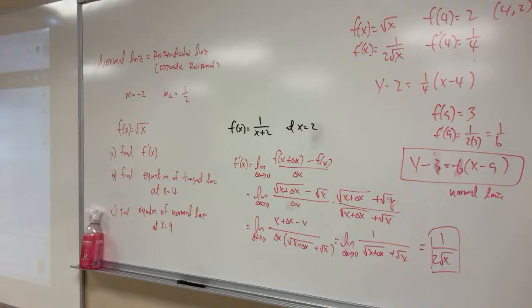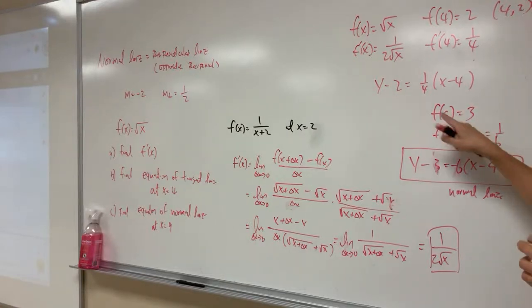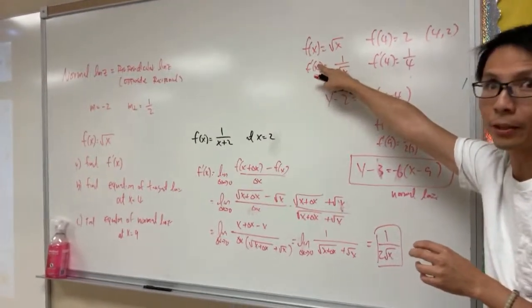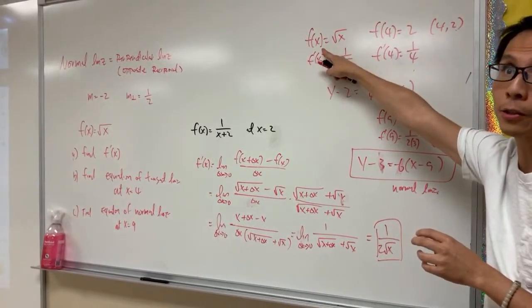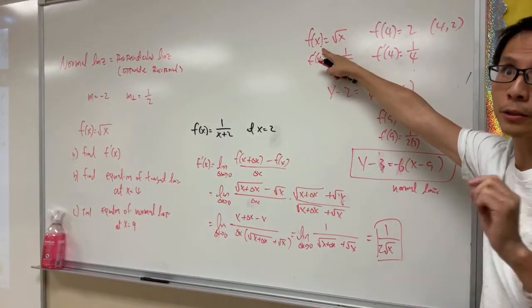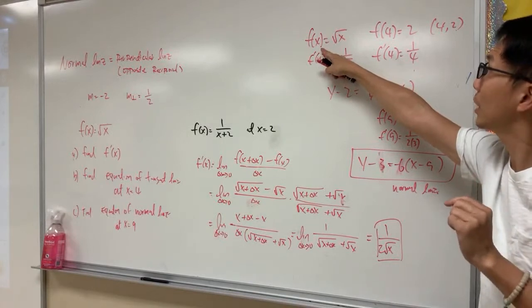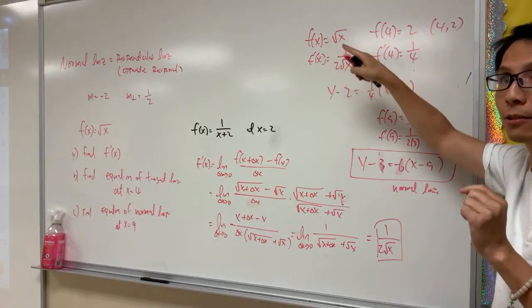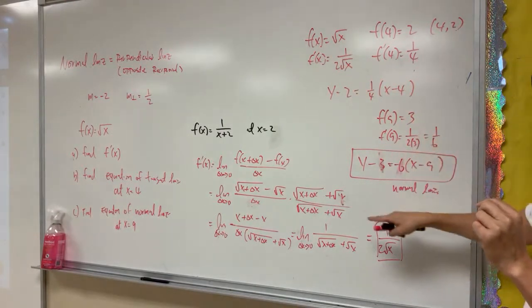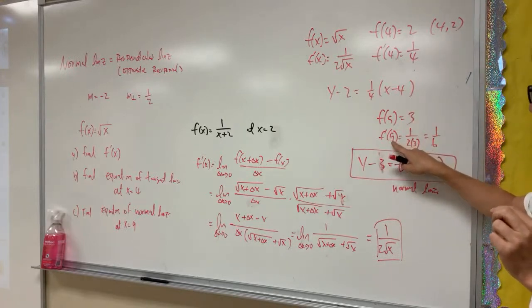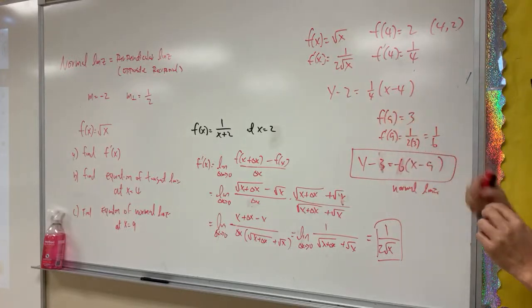How did you get the 3 and the 1 over 6? I plug 9 into the original function. By the way, you did pretty good on your test. I just wanted to plug in 9. The square root of 9 is 3. And then plug 9 into the derivative to get the slope.